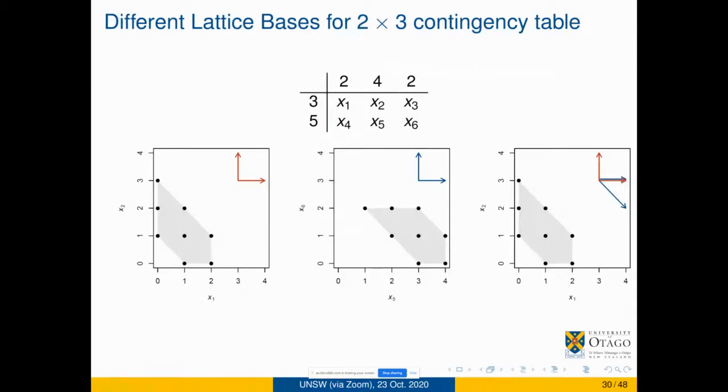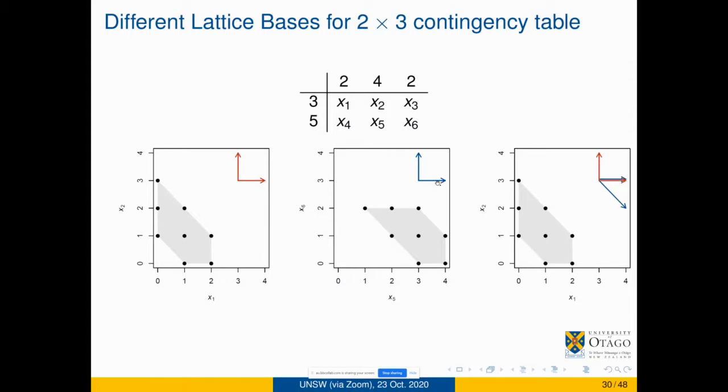So again, let's return to our ongoing example of the lattice basis of the 2 by 3 contingency table. So here is, remember, the representation in terms of coordinates x1 and x2. And because the lattice basis looks like moves in the coordinate direction, the lattice basis is moves looking like these red arrows. The middle picture is the representation in terms of x5 and x6. And so the lattice basis in terms of those coordinates looks like the blue moves.